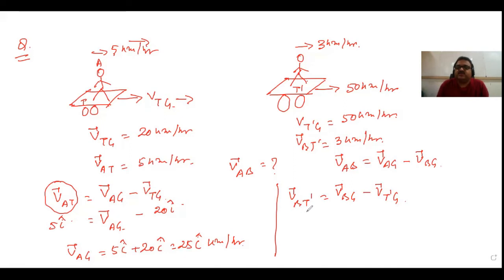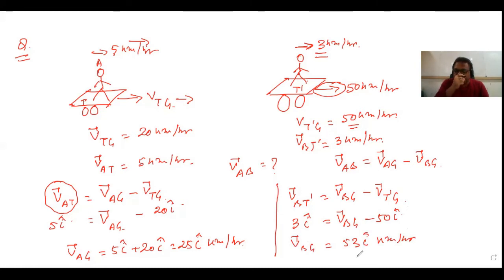Now what is the velocity of B with respect to trolley? Look at this, this is 3 kilometers per hour. So writing it 3 I cap because the arrows are given in the direction of positive x-axis. What is the velocity of B with respect to ground? Seriously, we don't know that. Correct? Now what is the velocity of trolley with respect to ground? It is given 50 kilometers per hour. An arrow is given towards positive x-axis. So write it 50 I cap. If you do that, velocity of B with respect to ground would be 53 I cap kilometer per hour.